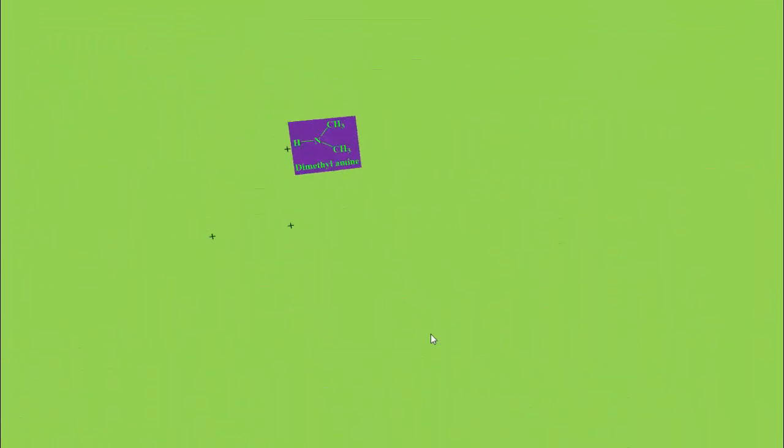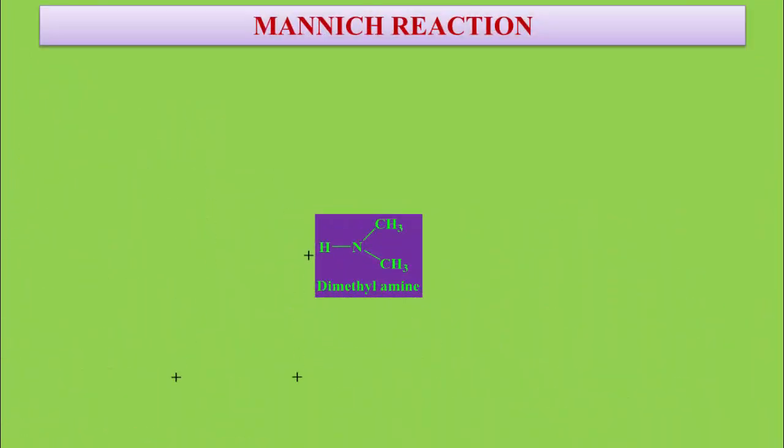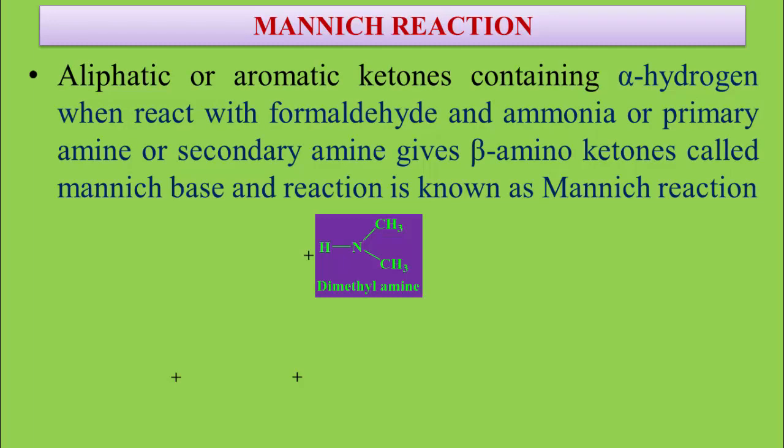Now we discuss the next reaction, that is the Mannich reaction. This is again another type of name reaction. In this name reaction, aliphatic or aromatic ketones containing alpha hydrogen will react with formaldehyde and ammonia or a primary amine or secondary amine to give beta amino ketones called Mannich bases, and the reaction is known as the Mannich reaction.